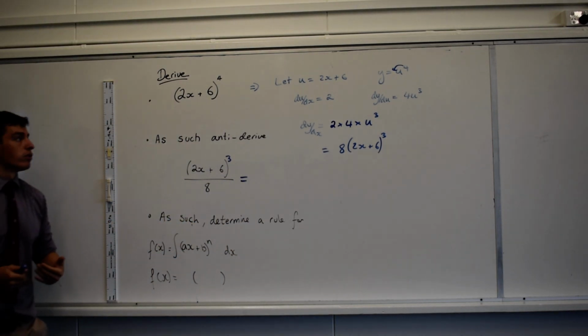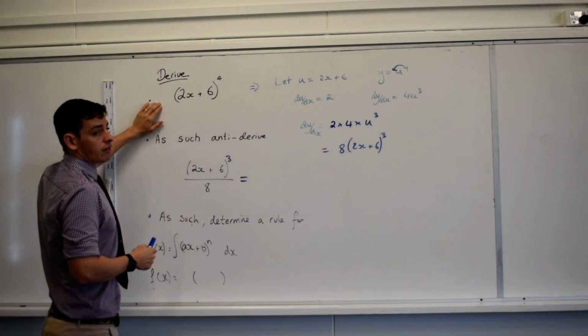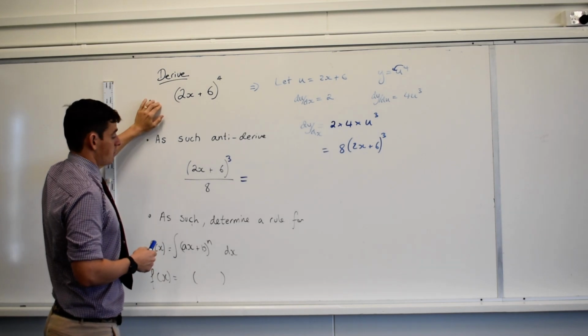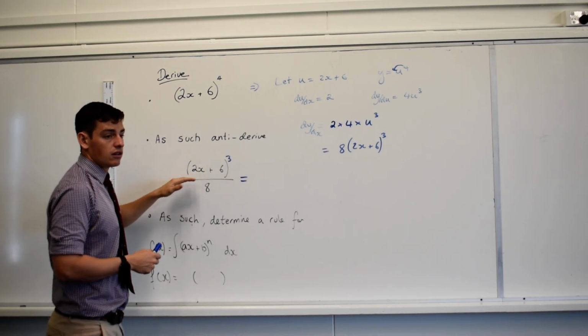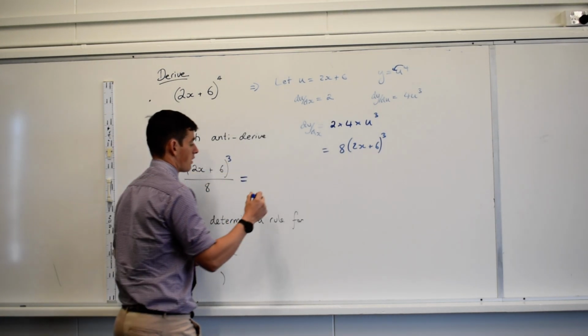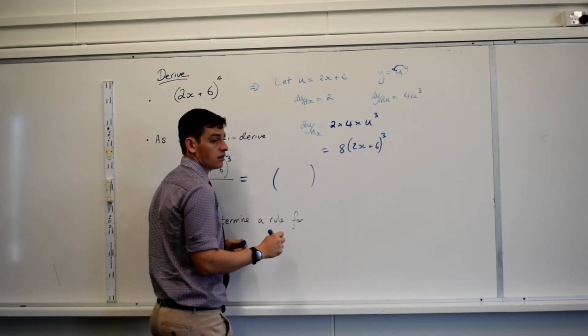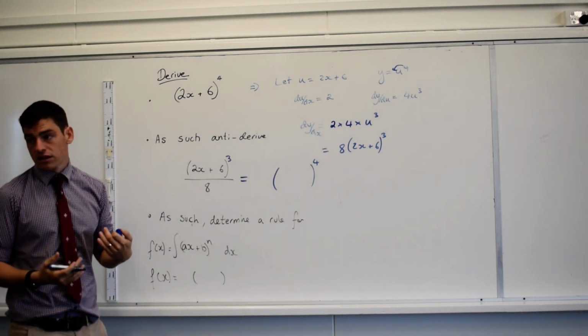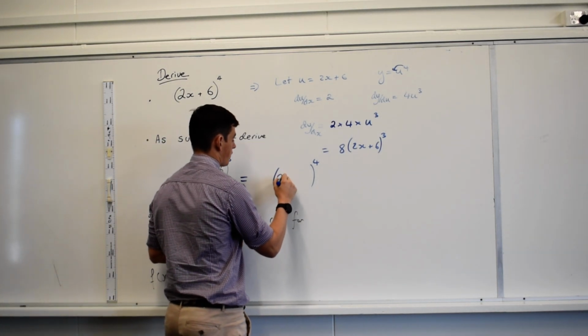So what was the old chain rule? The old chain rule was take the power at the front, and take the derivative of the thing inside the bracket at the front. So what's this going to be? What's the new power going to be? Let's start with that. Is the power going to stay as 3? It's going to become what? Is the thing inside the bracket going to change or stay the same? Stay the same, correct?